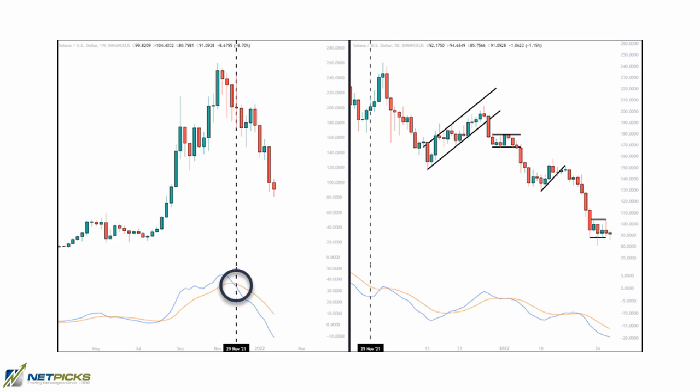On the right is the daily chart. That MACD is using the default settings. That black circle highlights the MACD line, the blue one, crossing the signal line, the orange one, to the downside. So this indicates that trades on the daily chart should be short trades only.